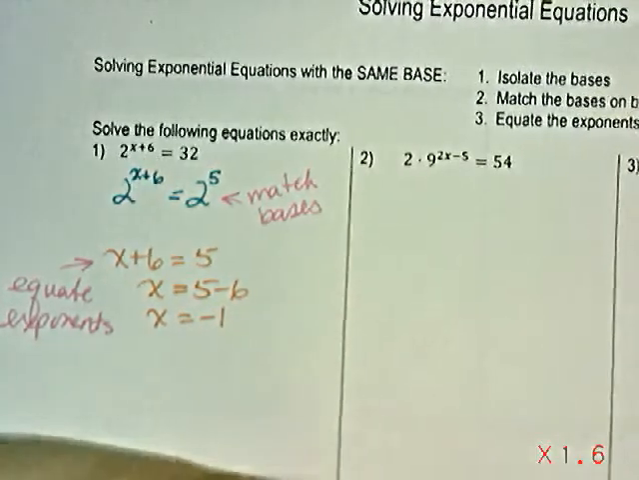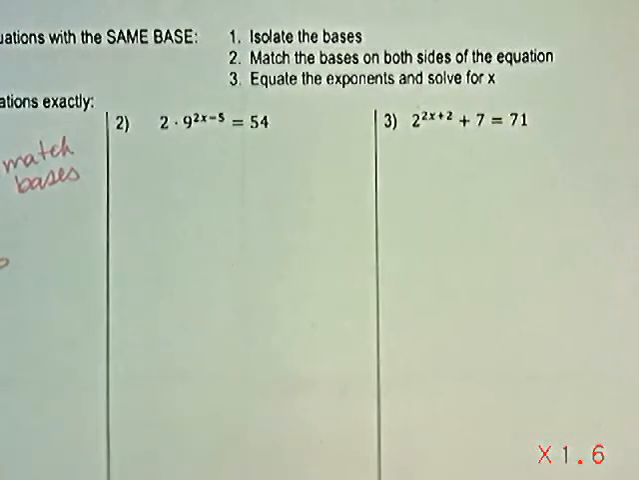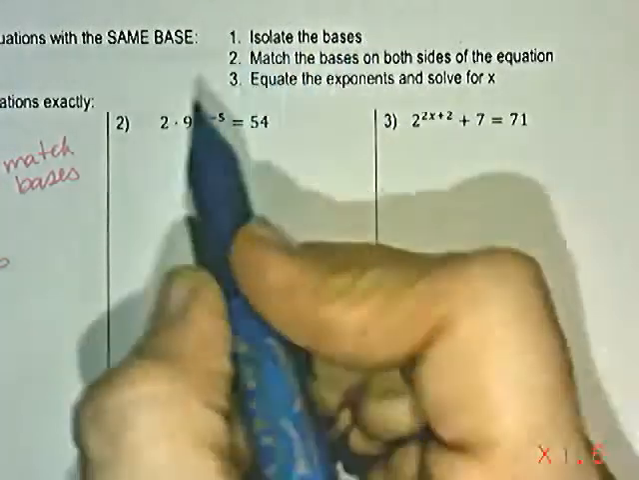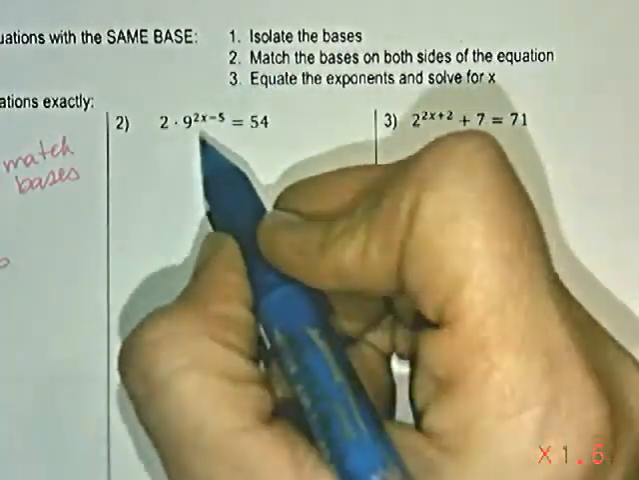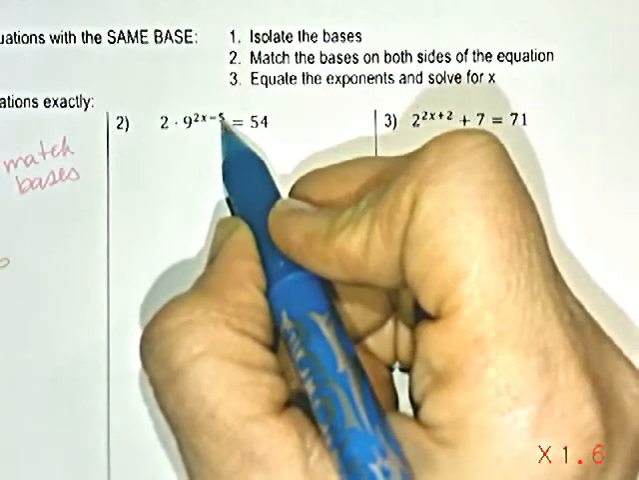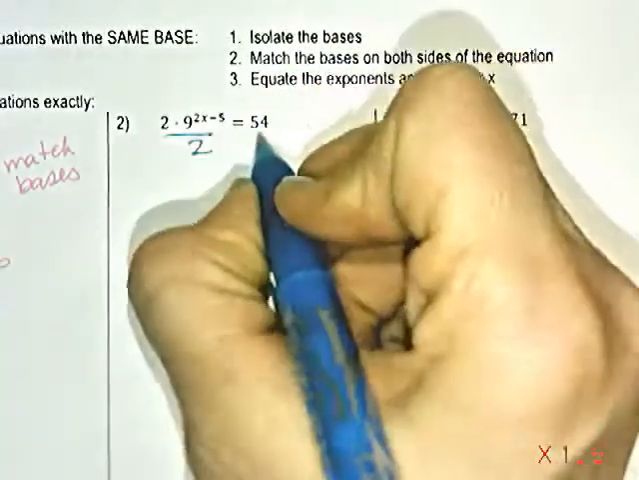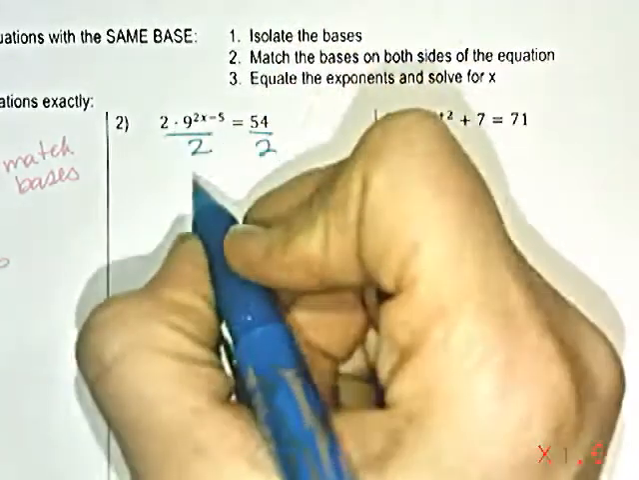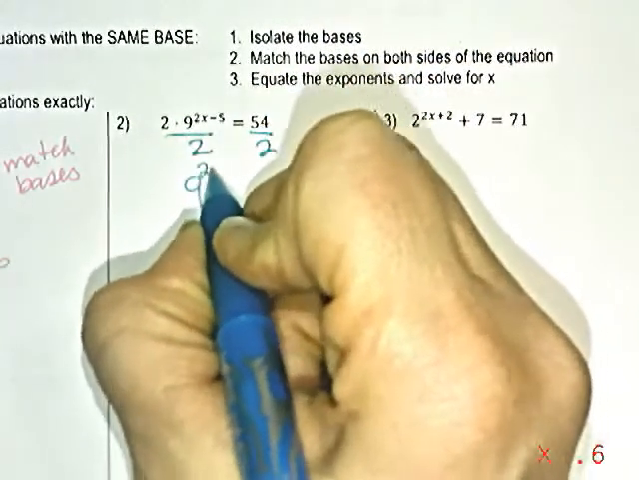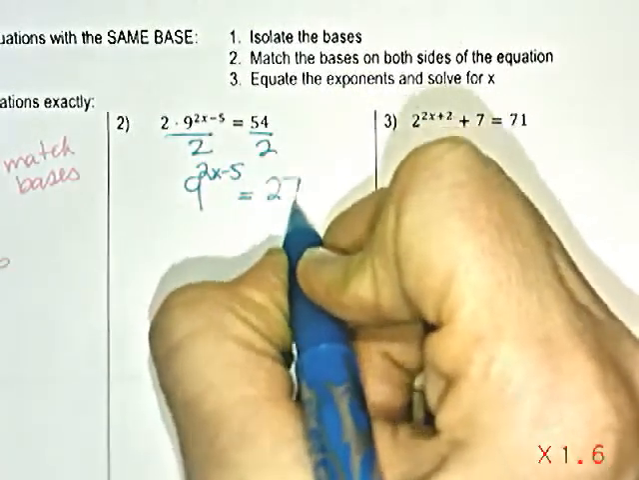So let's take a look at a series of examples where we get just a couple of different variations each time. In this case, we will have something to do for our step 1, isolating my base. I have a base of 9 here with an exponent of 2x plus -5 multiplied by a 2. So let's divide that 2 away so that we can isolate this base 9, get it all by itself. And 54 divided by 2 is 27.